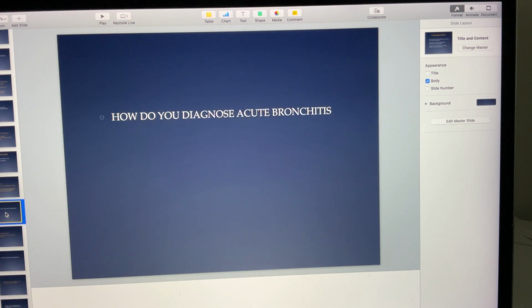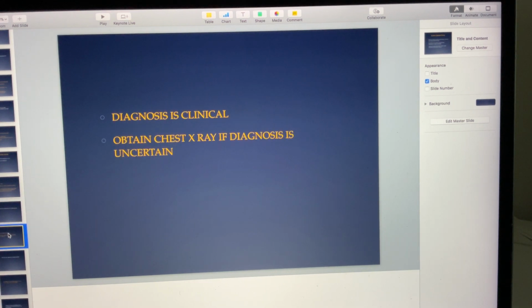Next question, how do you diagnose acute bronchitis? I'm going to give you a few seconds to see if you can figure that out. All right, diagnosis for acute bronchitis is clinical. You put together the history and physical and make the diagnosis clinically. If you are not certain, you can do a chest x-ray. So when in doubt, you want to do a chest x-ray, but the diagnosis is made clinically.